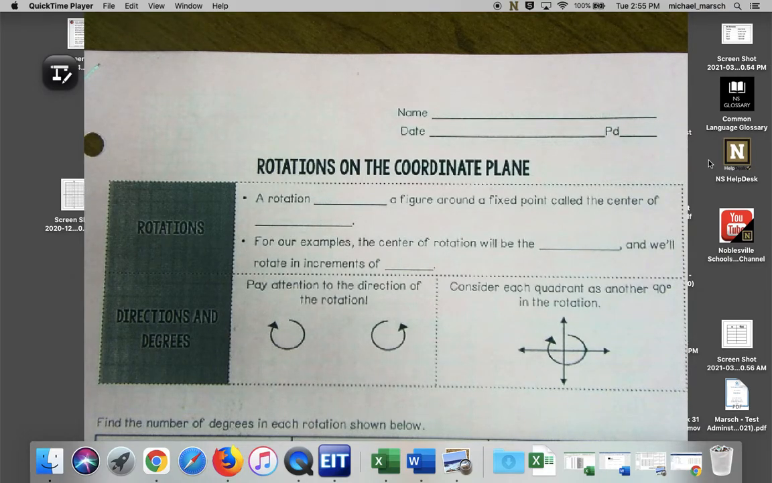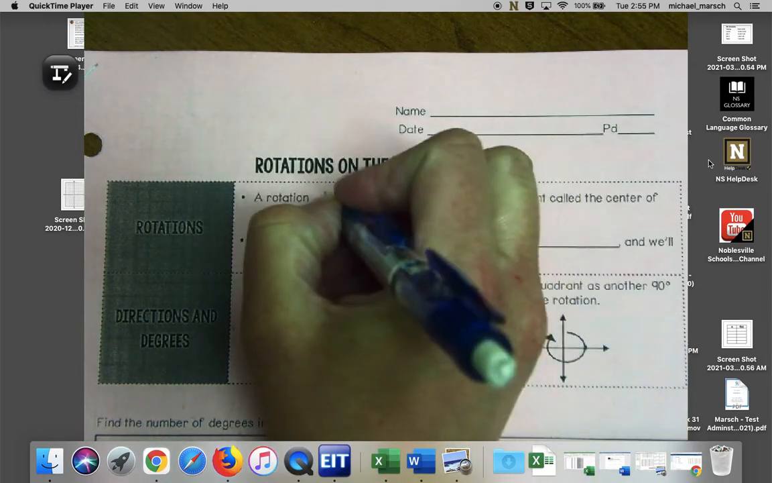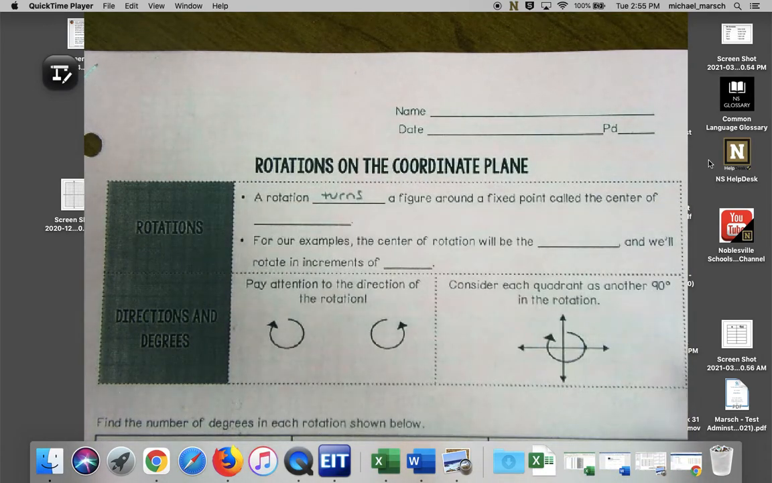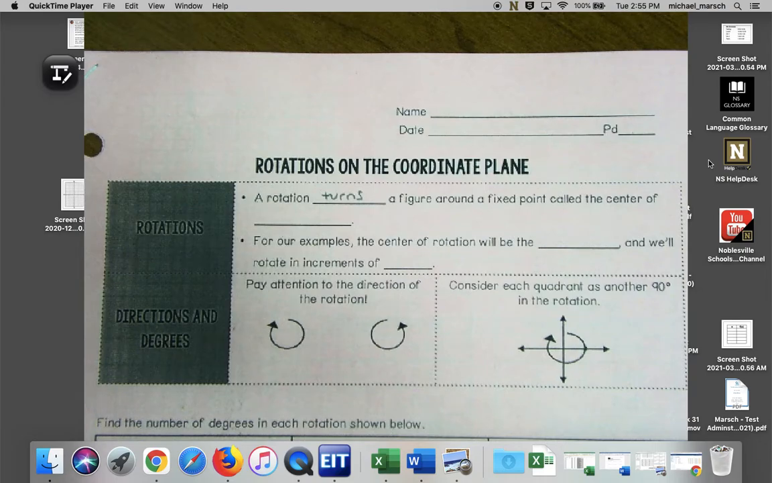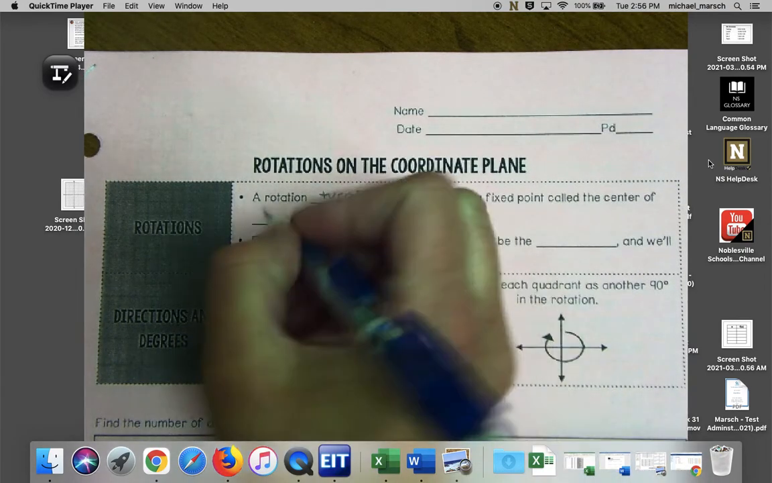Start the video with Whew. All right. A rotation turns a figure around a fixed point called the center of rotation.